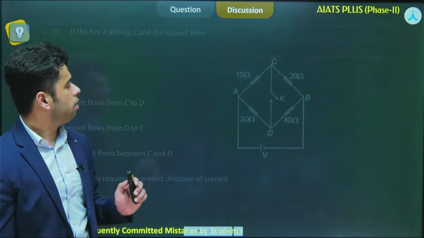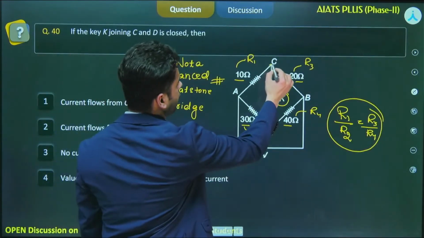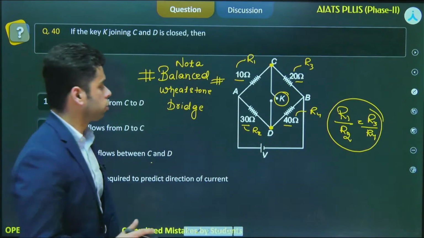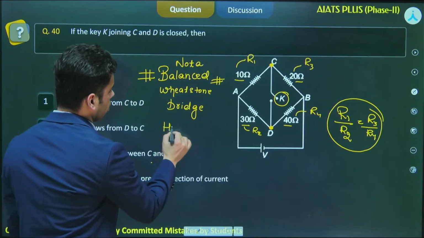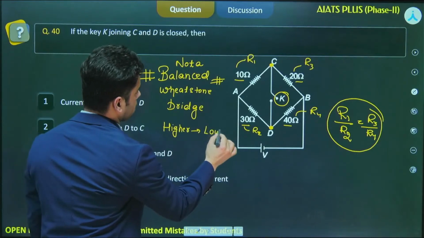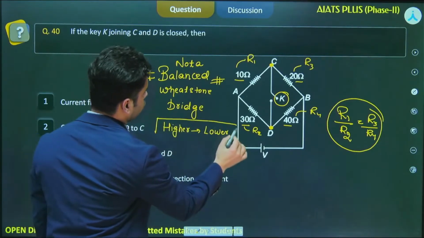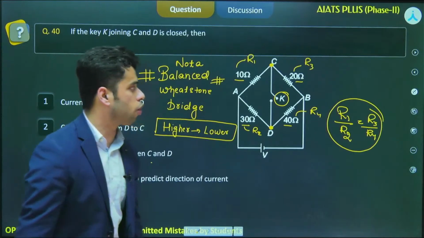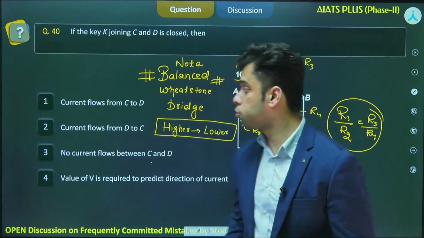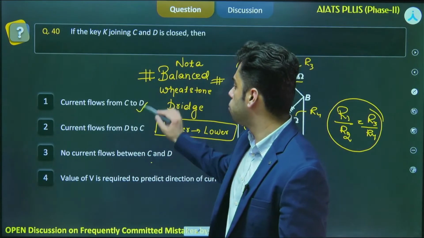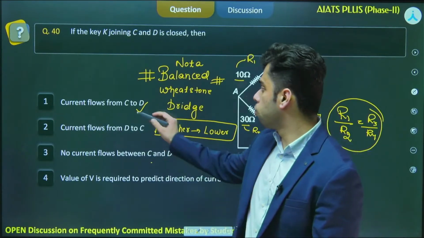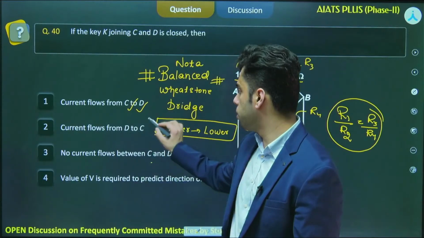That means that in the original circuit, this Vc is at higher potential, and this Vd is at lower potential. And the direction of current is from higher to lower potential. That means that the current will flow from point C to point D. That means that the correct answer to this problem should be current flows from C to D. Current flows from C to D, and current flows from D to C is wrong.